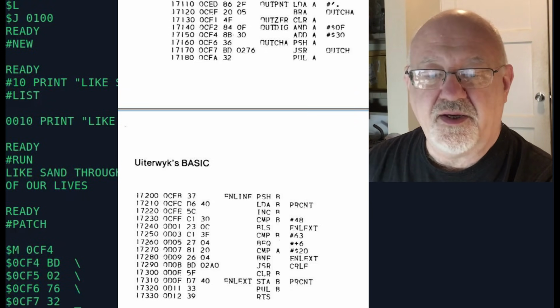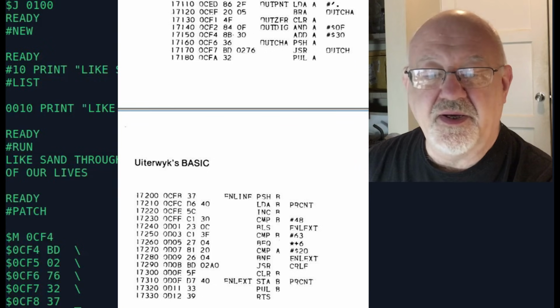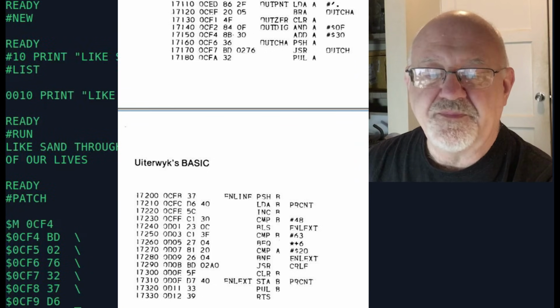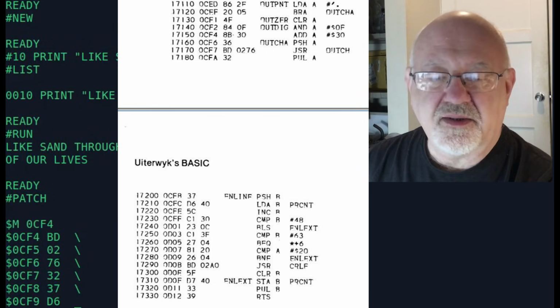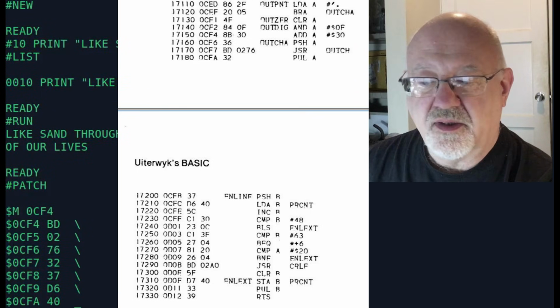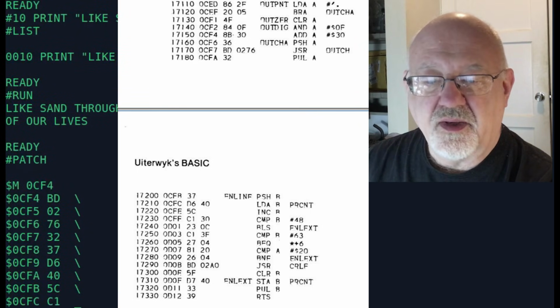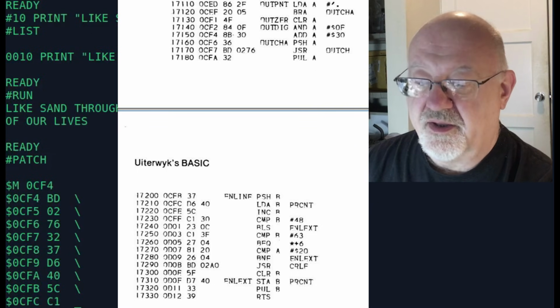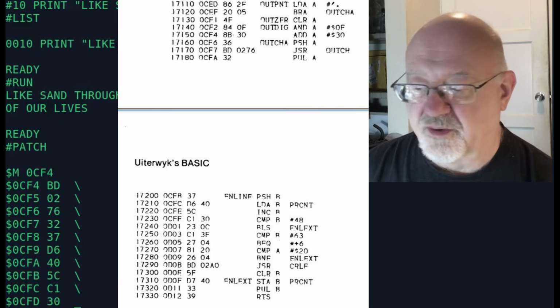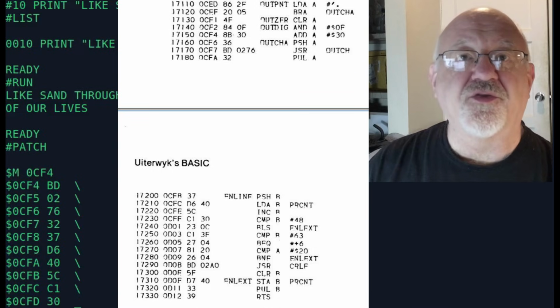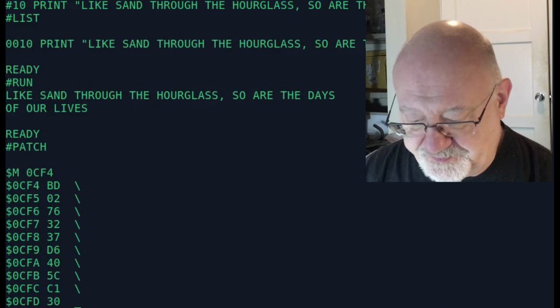32, pull A, 32, push B. We're in the right place. We're loading A with something. There's our increment. Compare B with hex 30. Let's change that to 40 and then see what we get.